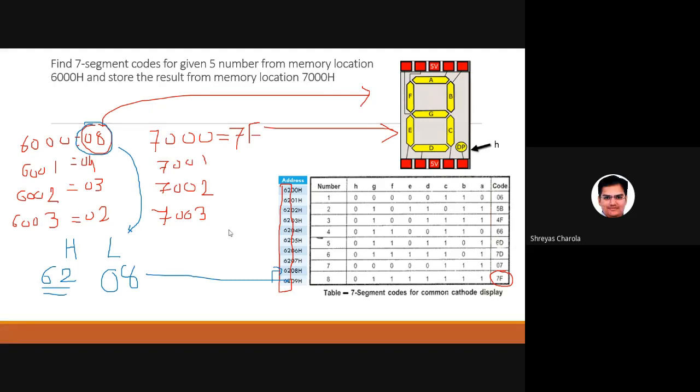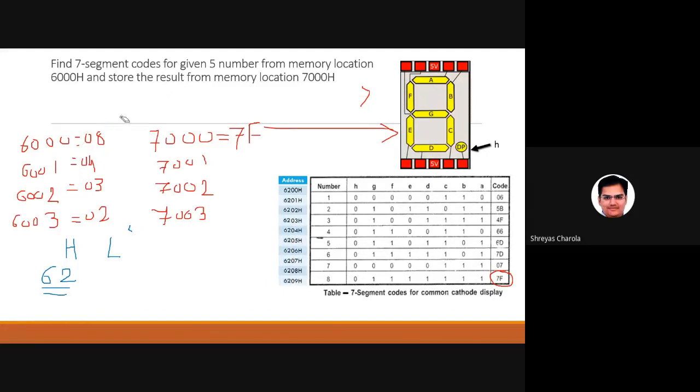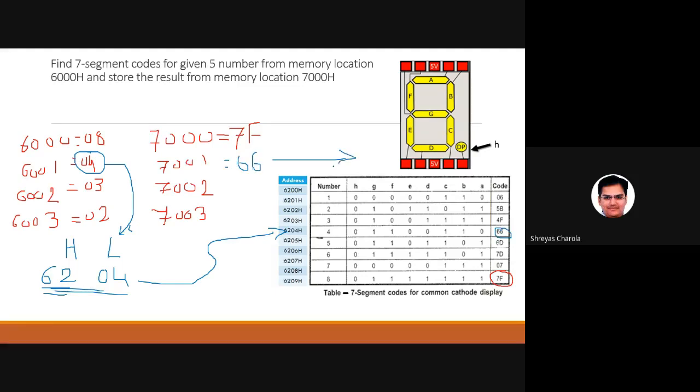Let's take another number. From 6001, I'll copy this number 04 and put it into L. So the total address is 6204. I'll go to this location, copy this data, put it here, and display it on a 7 segment. Are you getting the things? Is it clear? That is the importance of a lookup table. The values are already predefined and stored.